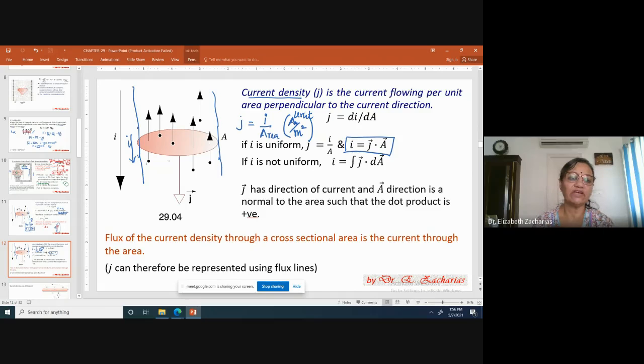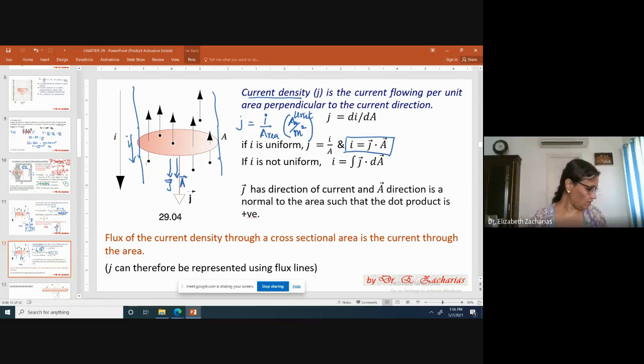J will have the direction of current. J vector will have the direction of current, and A vector will be perpendicular to the area of cross section, and it will be parallel to J. I hope you're understanding this.